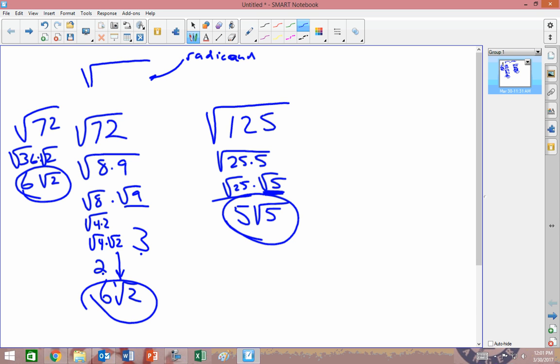The bigger the square you can find, the easier the problem is going to be. But no matter what you pick, as long as you pick the correct factors, whether it's 36 and 2 or whether it's 8 and 9, you're going to get the same answer. Okay? The square root of 36 is 6, the square root of 2 is 2.